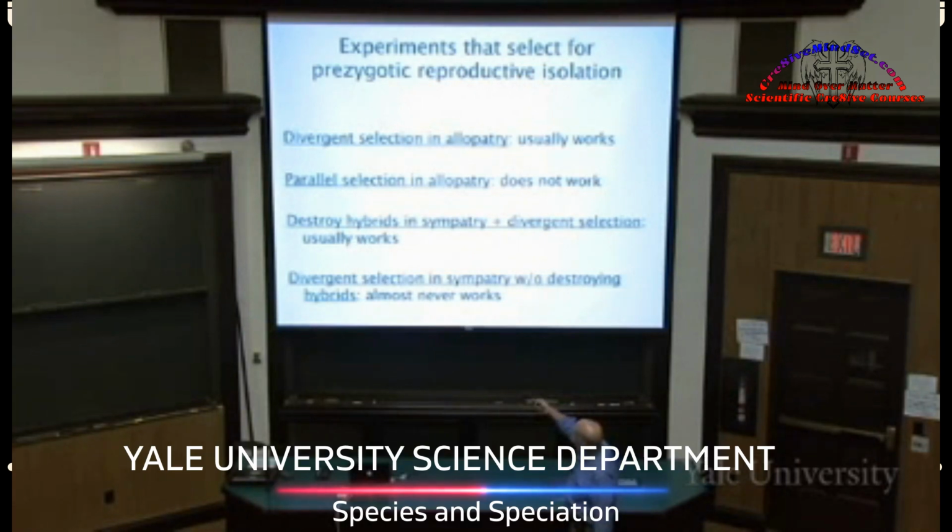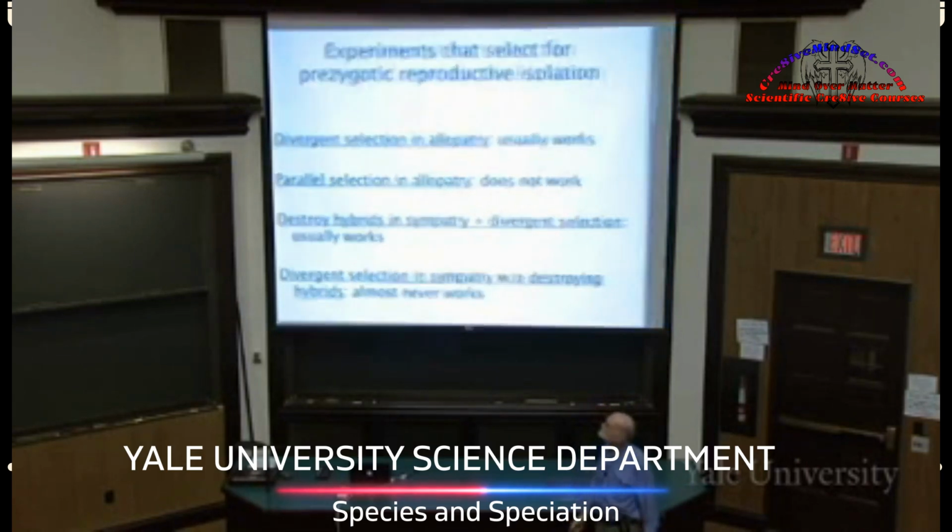If you destroy the hybrids when they are in sympatry and you divergent select in sympatry, that usually works. So you can start the speciation process in the lab in sympatry by destroying any hybrids between the two things that you're trying to make diverge and selecting those two things in different directions morphologically. But if you divergently select without destroying hybrids, that almost never works. Okay? So there is an experimental biology of speciation, and there is a literature on that. This is something that's particularly been done in Spain, by the way.